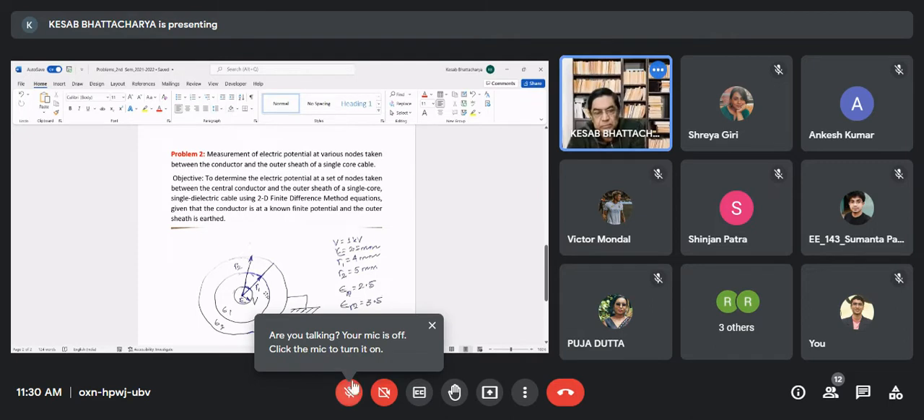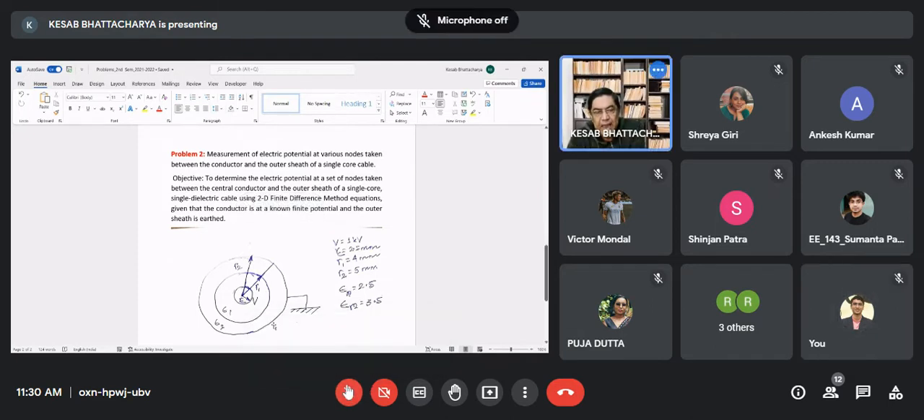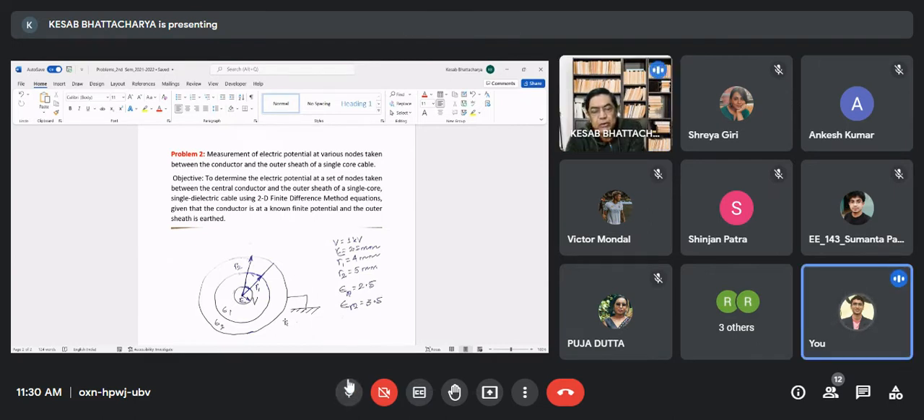Okay. And again, so far as the z is concerned, if you consider any cross section along z, the variation of potential will be same. So the potential variation will be only with radius r1, r2, etc.